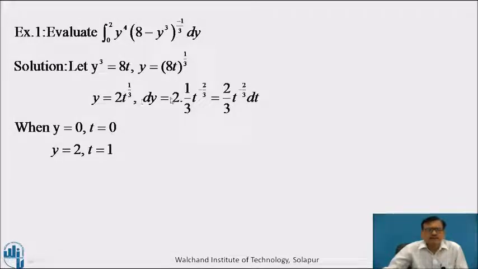Therefore dy equals 2 into 1 by 3 t raised to minus 2 by 3, which is equal to 2 by 3 into t raised to minus 2 by 3 dt. Now, using these substitutions in the given integral, first we will change the limits. When y equals 0, we get t equals 0. When y equals 2, we get t equals 1.